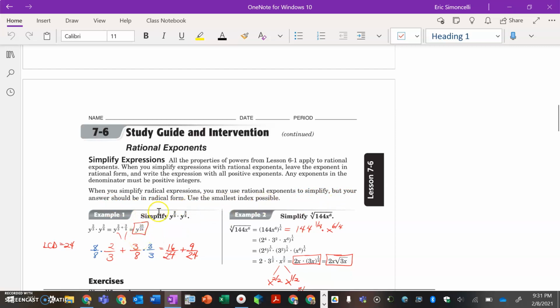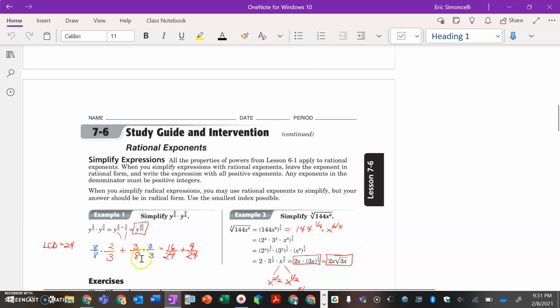So for example 1 says simplify. You see y to the 2/3 times y to the 3/8. Keep in mind, because our bases are the same, you are allowed then to add the exponents. Now 2/3 and 3/8 added are not particularly nice because you don't have a common denominator.